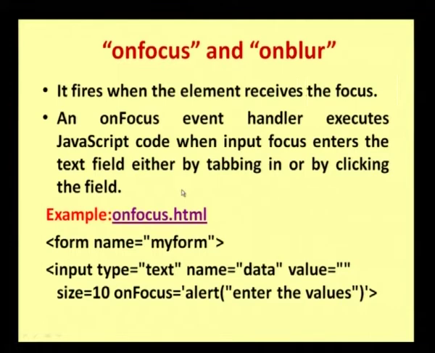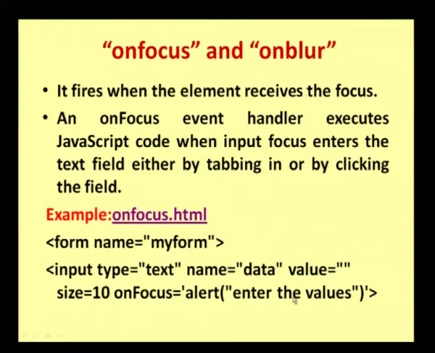So when the user clicks that text field, the text field should be activated to let the user enter the values. See this example, form name. Generally all the controls or text fields are created under the form tag as usual in HTML. For example, a user registration form: form name equal to myForm, which is a user defined value. And input type equal to text, creating a text field, name data, whose size should be 10, and on focus is equal to alert, enter the values.